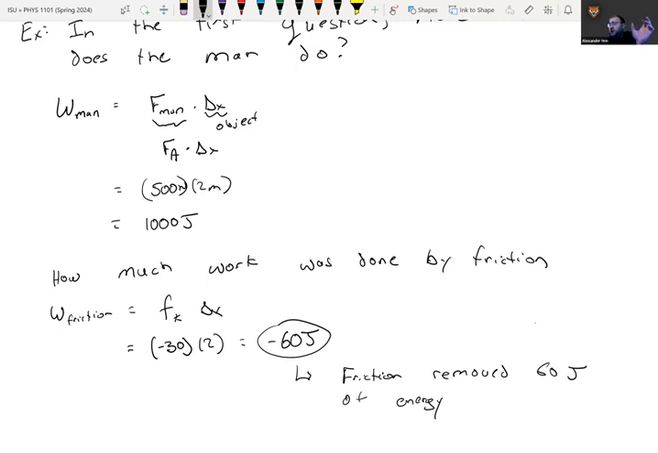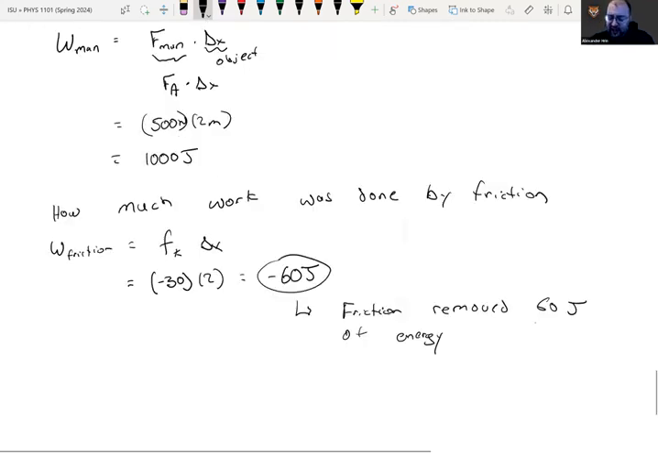But another thing is it went into sound. Now, again, this is something we haven't really talked about, but sound is the moving of air molecules. So basically, you had the large scale kinetic energy of the box, and some of that energy got transferred into the small scale kinetic energy of the air molecules and probably the molecules in the ground as well. Sound kind of goes everywhere. So that's basically what friction did. Friction removed energy from the box.